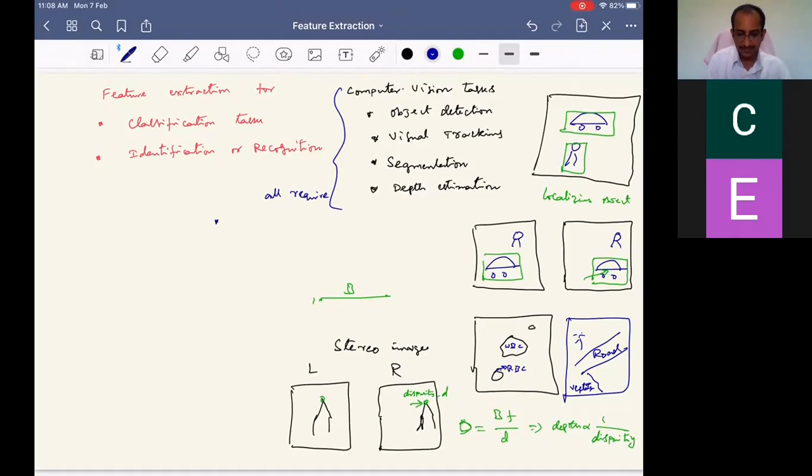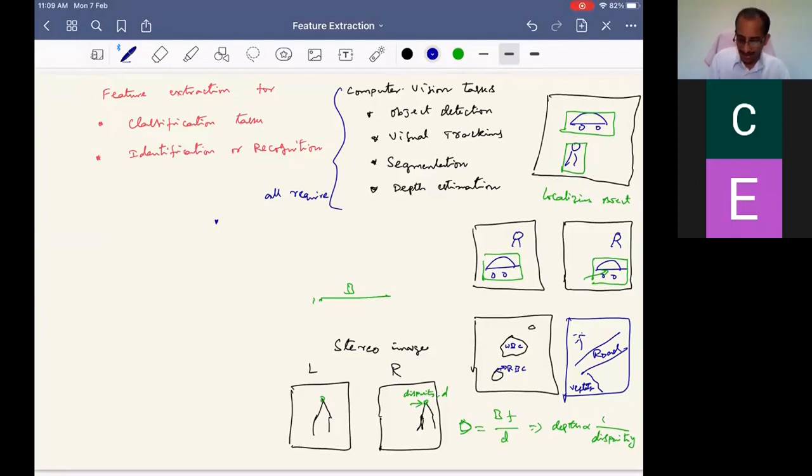All of these require what? See, for example, if you want to localize an object, I need to first identify some features of the object, right? If I want to track an object, don't I need to have the features of the object? If I want to segment a particular region with respect to the other region, don't we need to identify the features, and based on features, we need to separate?